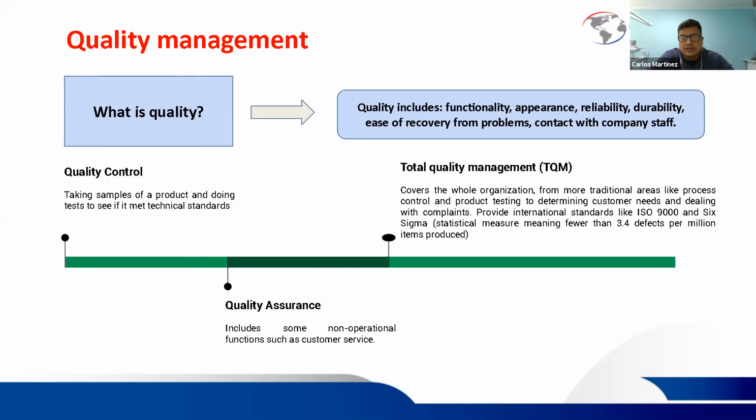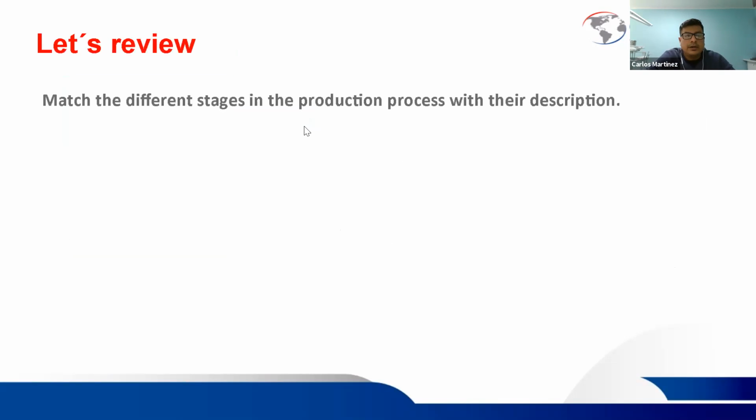Six Sigma is a statistical measure, meaning that fewer than 3.4 defects per million are produced. It's impossible not to have any defects, but there's a standard called Six Sigma where 3.4 per million is acceptable. More than that, then we are not covering the quality standards. So we need to be in this area. Very good.